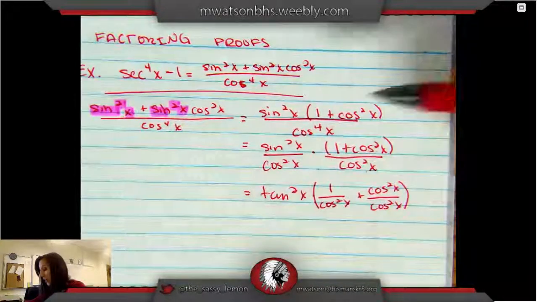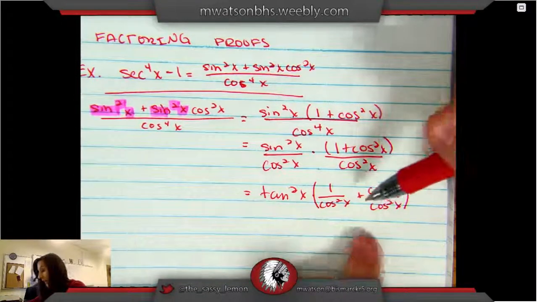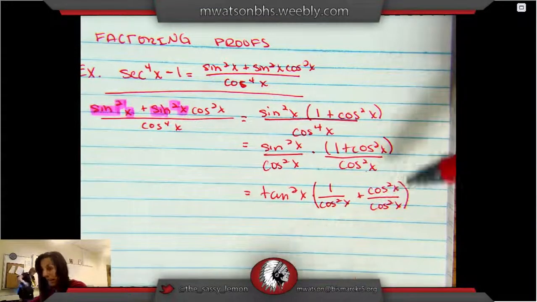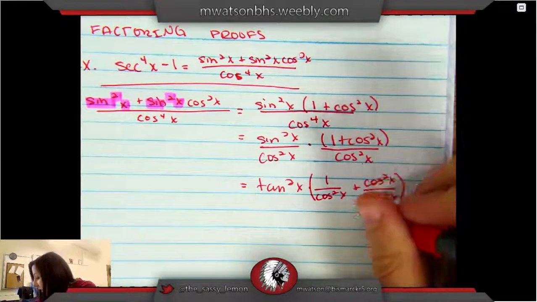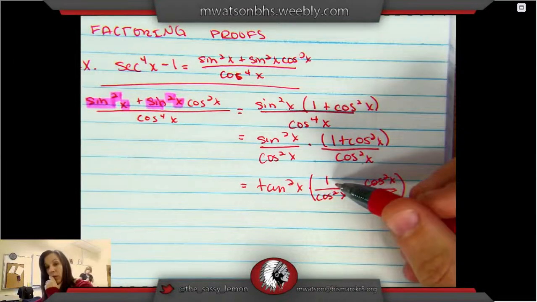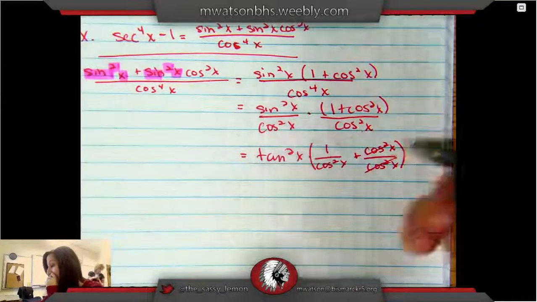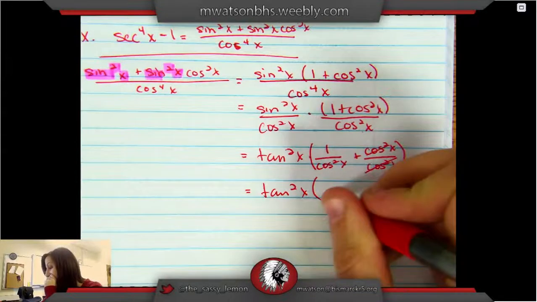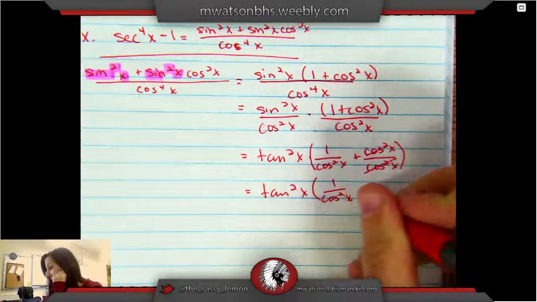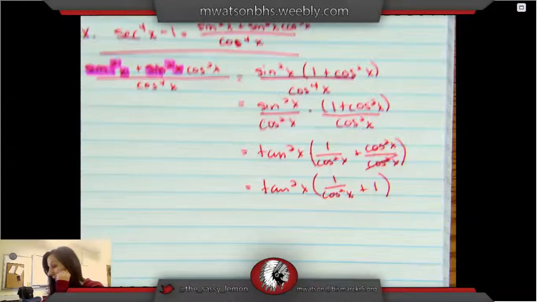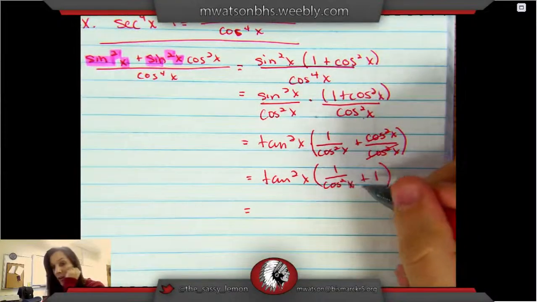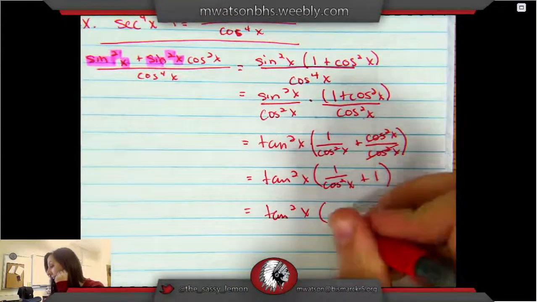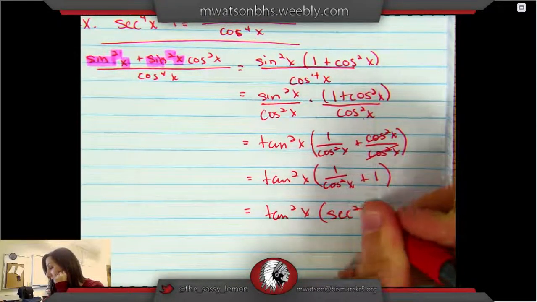Then this fraction, because it had two parts in the numerator, I had to break it apart using addition and keep the same denominator on both of these fractions. So now you can see these are going to cancel, and I can also change the 1 over cosine x in just a minute. So I've got tangent squared x times 1 over cosine squared x plus 1. And now I've got this 1 over cosine squared x. So I'm going to change that as well using my reciprocal identity, and it's going to become secant squared x plus 1.